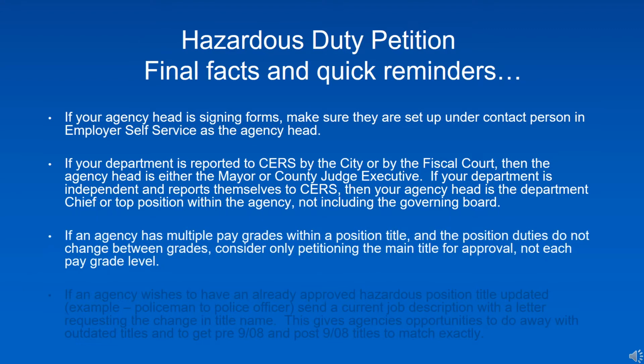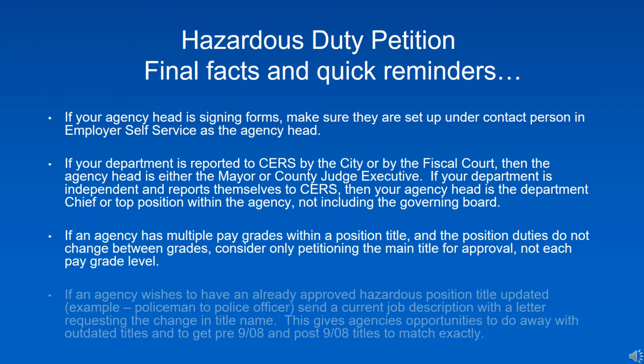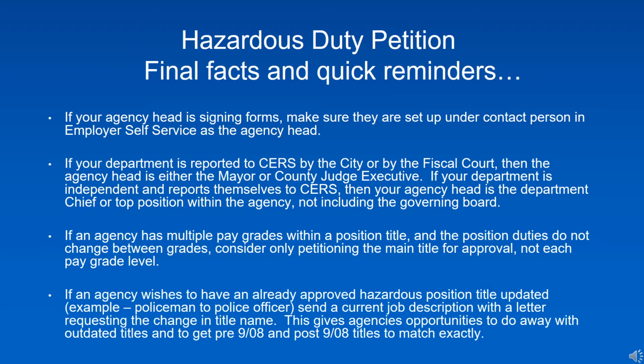If an agency has multiple pay grades within a position title, and the position duties do not change between grades, consider only petitioning the main title for approval, not each pay grade level. If an agency wishes to have an already approved hazardous position title updated, for example, policeman to police officer, send a current job description with a letter requesting the change in title name. This gives the agencies opportunities to do away with outdated titles and get pre-908 and post-908 titles to match exactly.